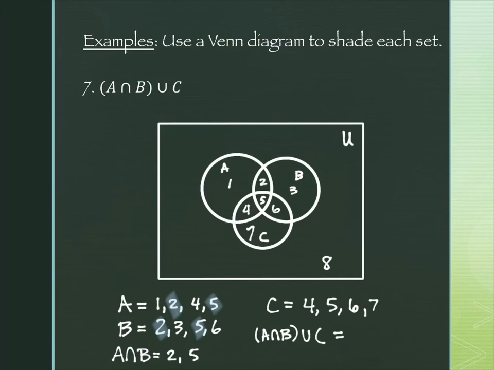All of it together. So I consider this entire list and this entire list, and I combine them into a combined list without listing things twice. So what do I have in this list? 2, 4, 5, 6, and 7. And then what will I do for my answer? I'll shade those regions. So I come back up here and I shade 2, 4, 5, 6, and 7.